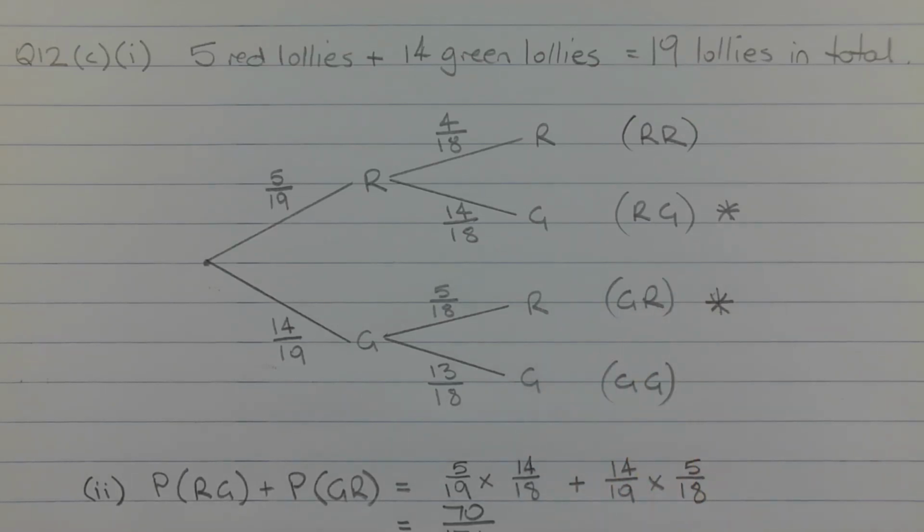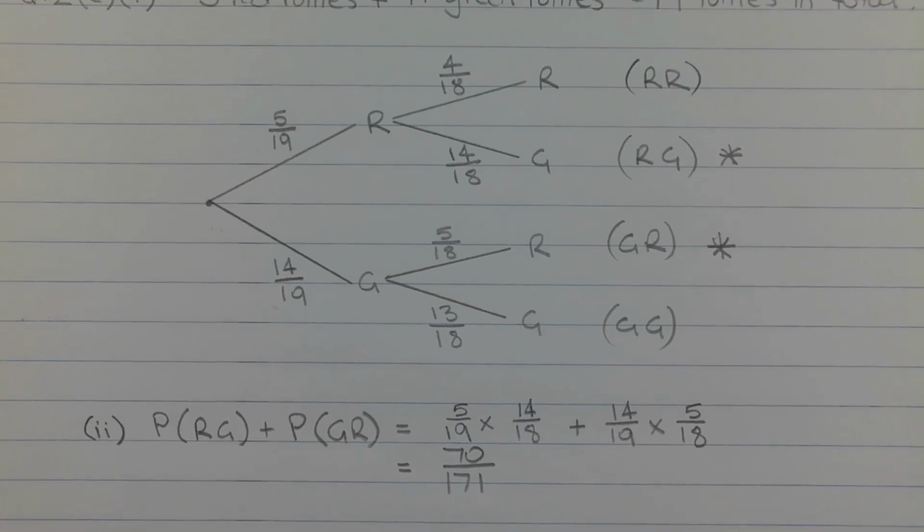Now, using the multiplication rule, we can work out the probabilities of these 2 outcomes individually, then add them together to get the probability of drawing 2 different coloured lollies in any order. So the probability of red-green plus the probability of green-red is equal to 5 over 19 times 14 over 18 for red-green, plus 14 over 19 times 5 over 18 for green-red. And that gives us 70 over 171.